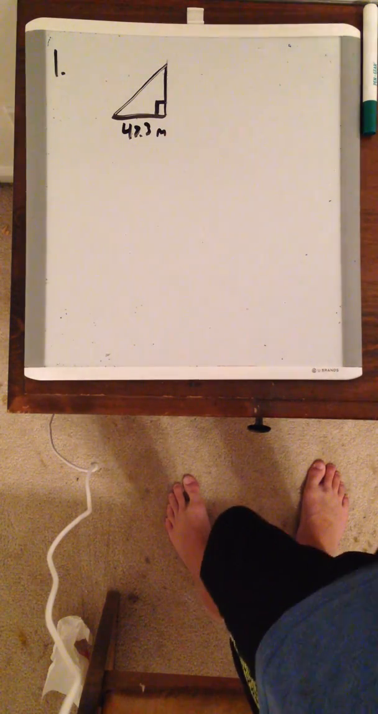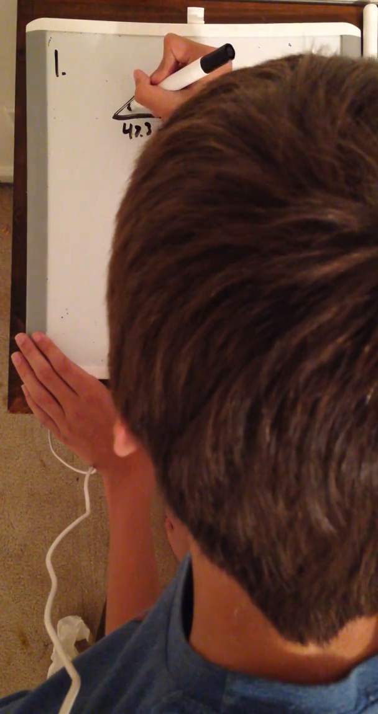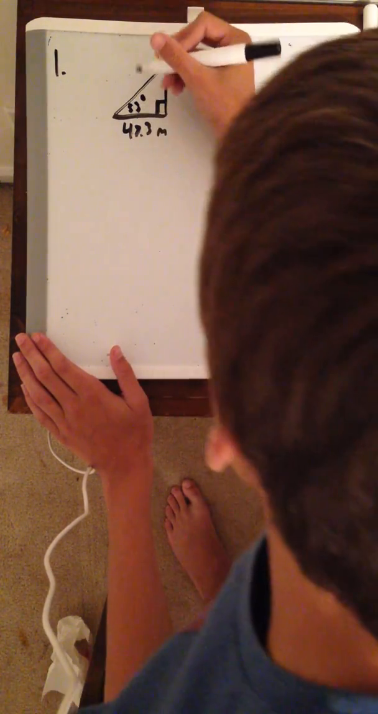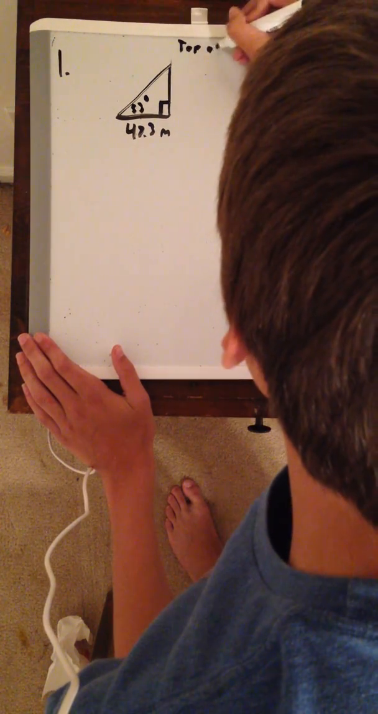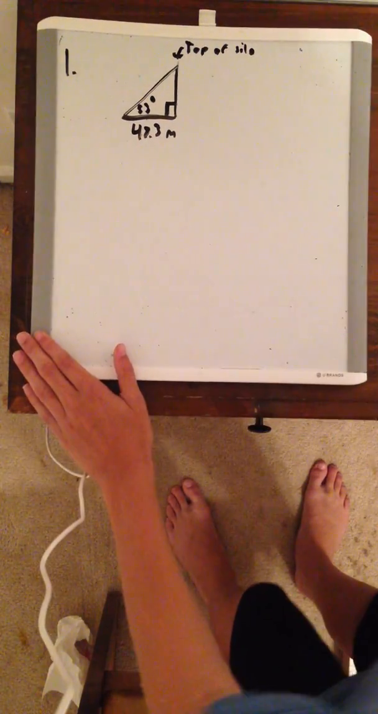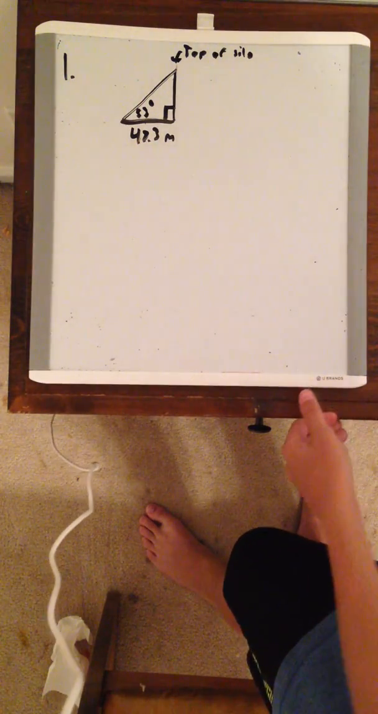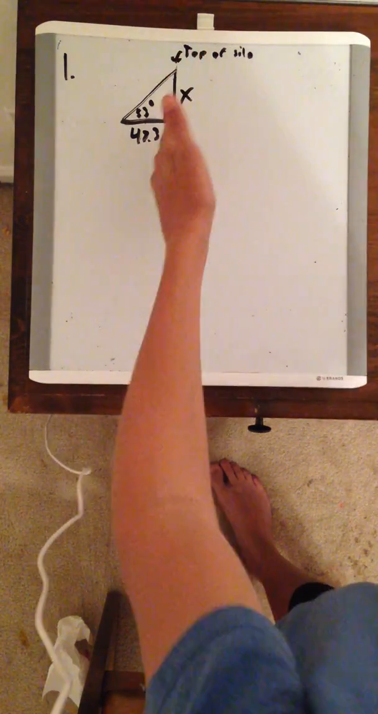And the angle where you can see the top of the silo is 53 degrees, which is called the angle of elevation. So we'll put that. This is the top of the silo right here, so we can put 53 degrees right there. We're trying to find how high the silo is, so I'm going to put my x right there. That's where the height of the silo is.